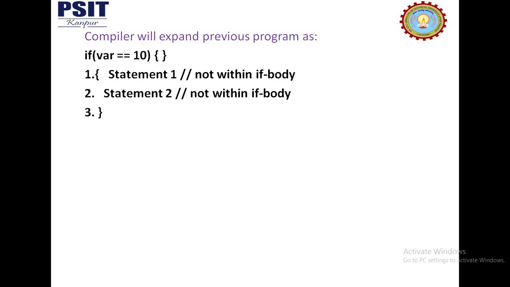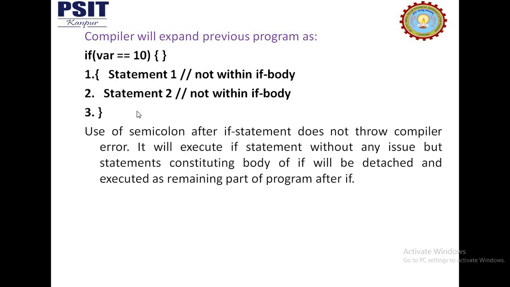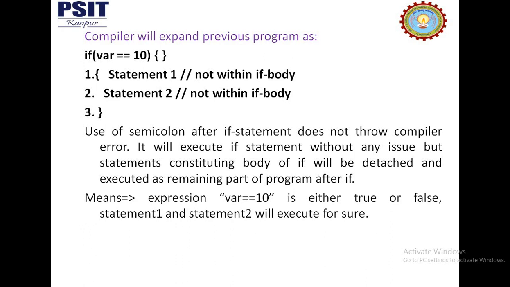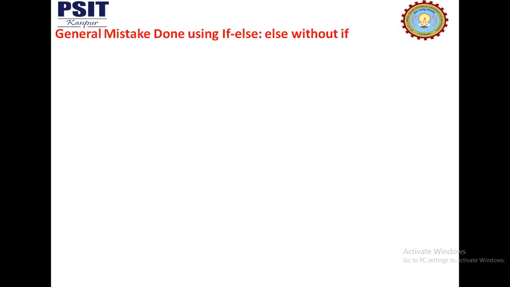So the compiler will expand the previous program like this. The semicolon will be replaced by a pair of curly braces, and the pair of curly braces is the empty body. So whenever var is 10, then 10 equal to 10 is true, and the empty body will run, right? When var is 5, then 5 equal to 10 is false, so this empty body will not execute. So in both cases these statements execute every time because they are not dependent on the if, they are not within the body of the if, right? See, these things are written here one more time, see this explanation and don't make this mistake anymore.